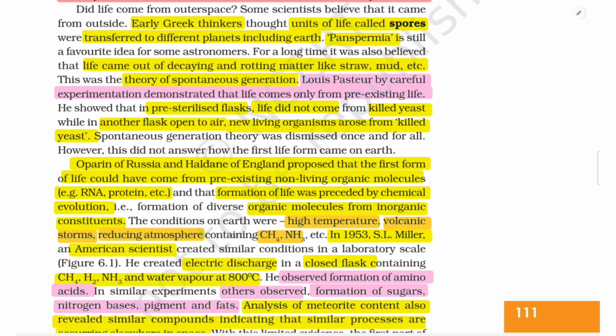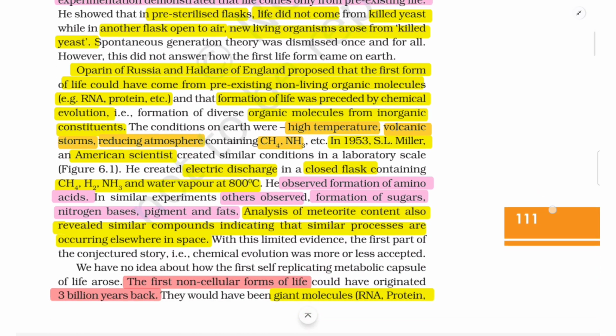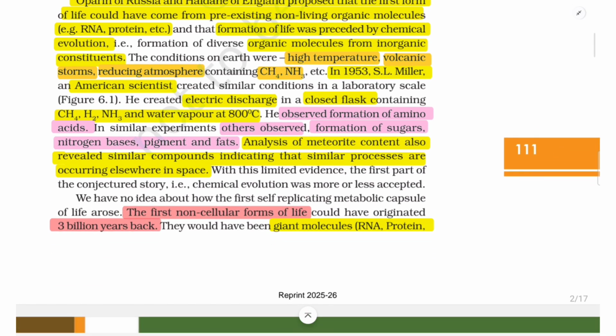In 1953, S.L. Miller, an American scientist, created similar conditions in a laboratory scale, figure 6.1. He created electric discharge in a closed flask containing CH4, H2, NH3 and water vapor at 800 degrees Celsius. He observed formation of amino acids. In similar experiments, others observed formation of sugars, nitrogen bases, pigment and fats. Analysis of meteorite content also revealed similar compounds indicating that similar processes are occurring elsewhere in space.